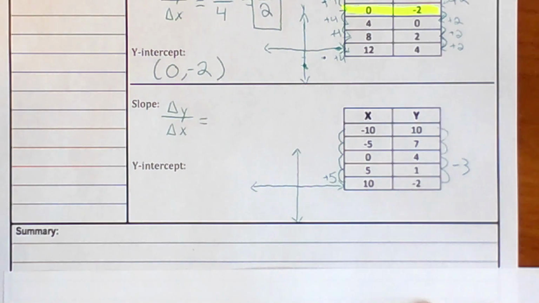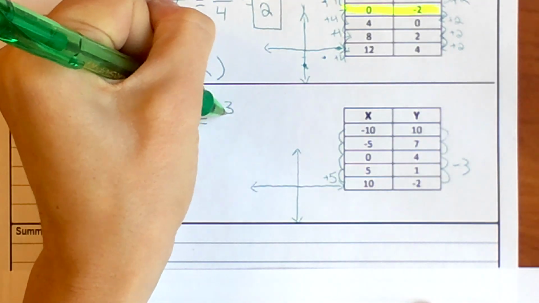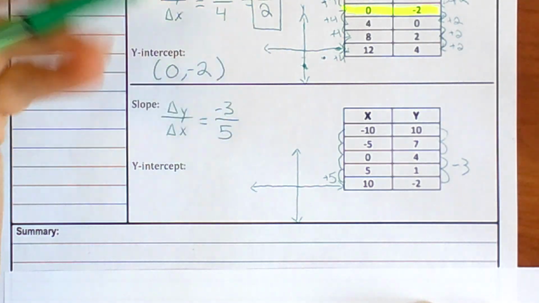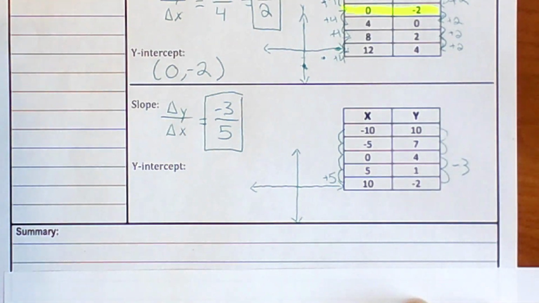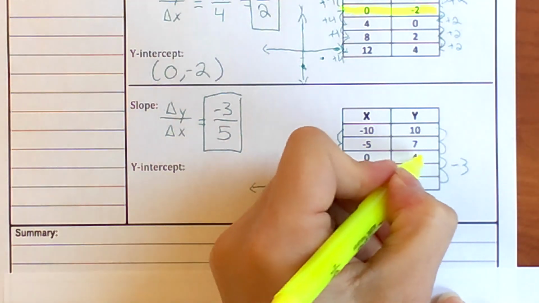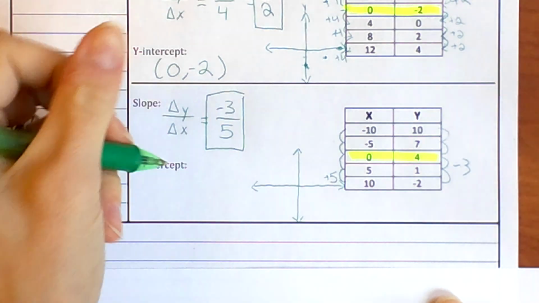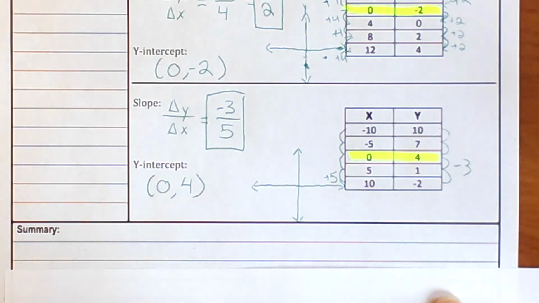So let's stack this on top. Make sure I put my y's on top. I've got -3 over 5. And both of these numbers are prime numbers. You cannot reduce. My slope is -3/5. And my y-intercept, remember I'm looking when x is 0, my y-intercept is at 4. So again, you have to write it as a coordinate point, (0, 4).